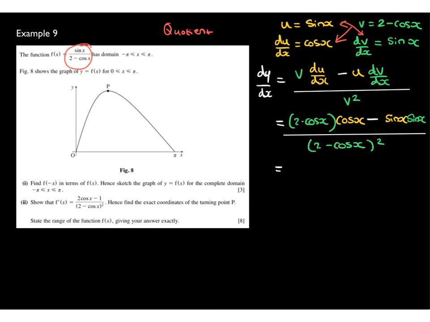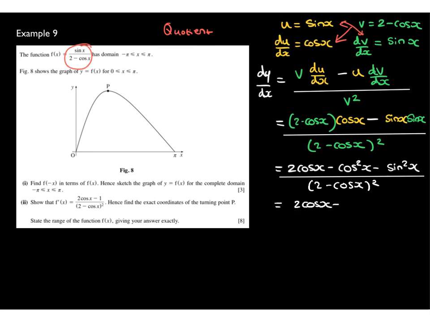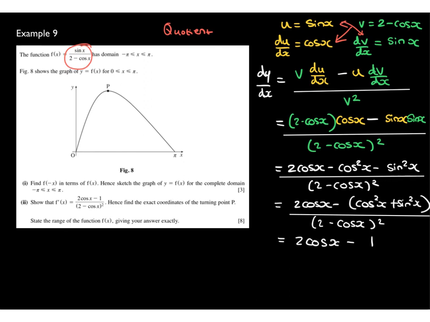Now, simplifying all of this gives me 2 cos x minus cos squared x minus sine squared x, all over a denominator in its factorised form, like that. So we have 2 cos x minus cos squared x plus sine squared x, all over 2 minus cos x all squared. Now, of course, that gives me 2 cos x minus 1 over 2 minus cos x all squared.